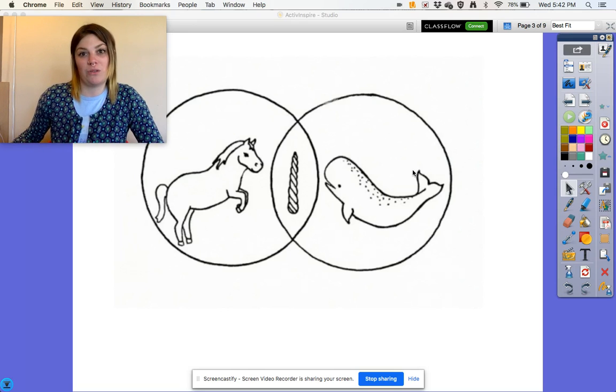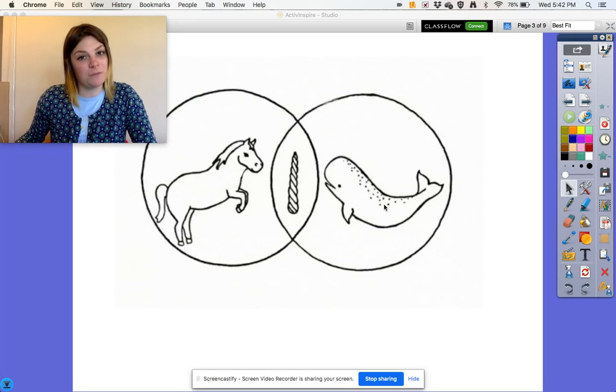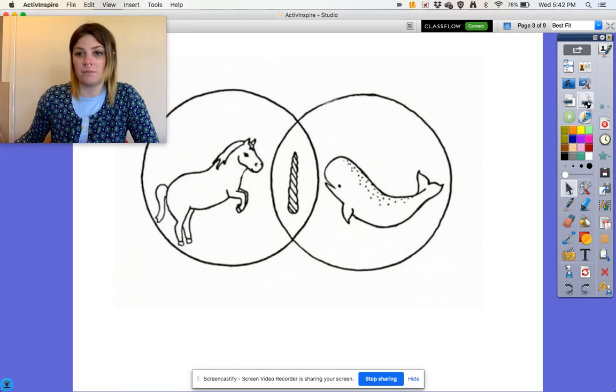I hate to break it to you, though, but a narwhal is a real whale, whereas a unicorn is not a real type of horse. Sorry if I burst your bubble, but unicorns are not real.